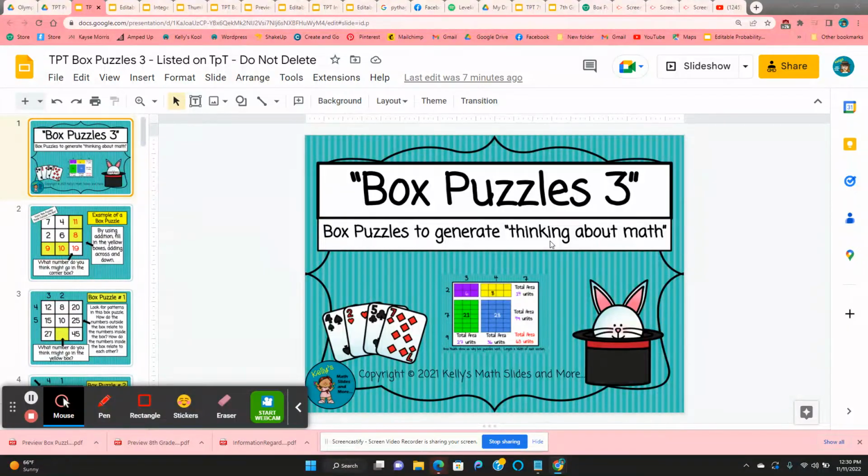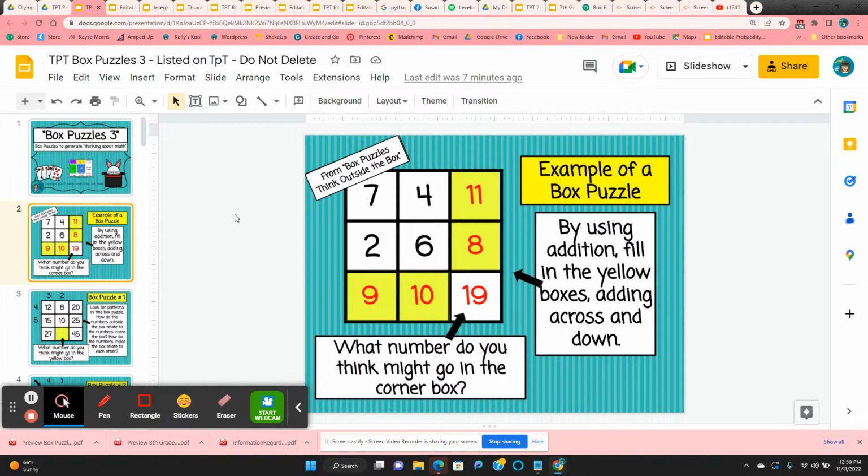Box Puzzles 3. This is the third in a series. And this is something you can give to students that are a little bit ahead or need a little bit more of a challenge. So it's just kind of interesting how numbers work. So this is an example from Box Puzzles 1.